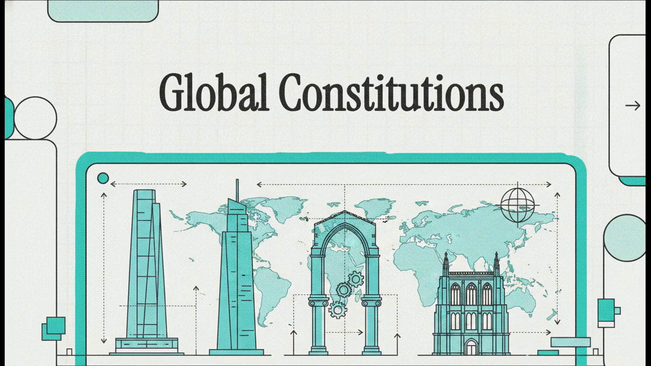Let's dive right into this explainer. We're going to unpack the architectural blueprints of global governments. And don't worry, we're skipping the heavy legal jargon. Think of a country like a massive, complex building. Just like a towering skyscraper needs a solid foundation to stay standing, a nation needs fundamental rules.